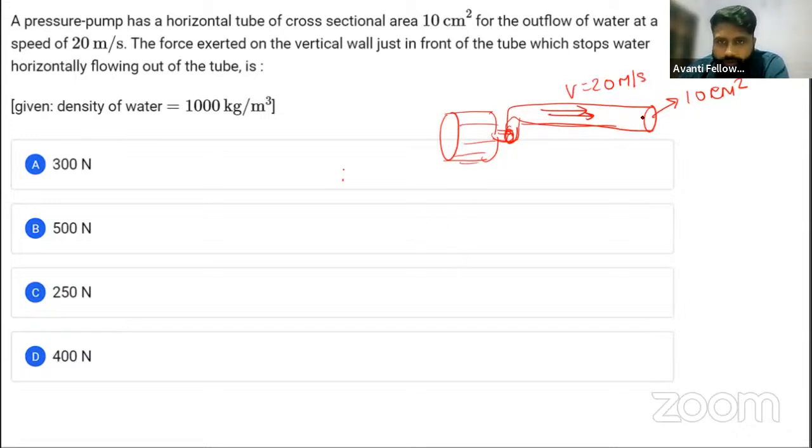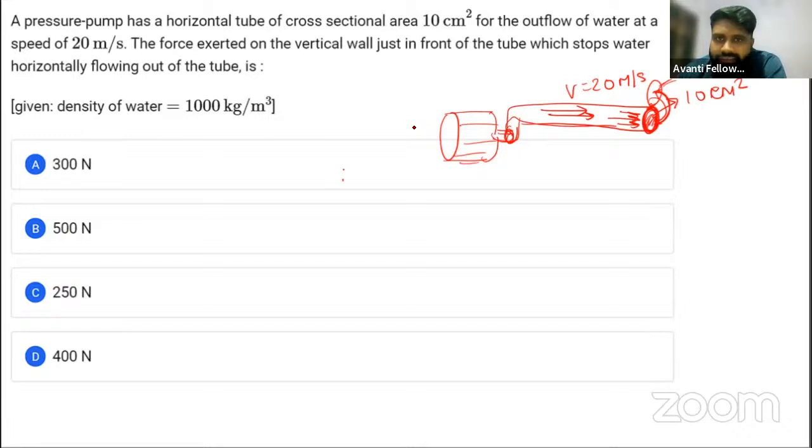Okay. So there is a stopper. Here we have a stopper. We put this down when we do not need water, and we put this up when we need water. So when we apply the stopper on this cross section, the water will apply a force on it. So that value of force which is exerted on this stopper or the vertical wall has to be asked. So try to solve this question.